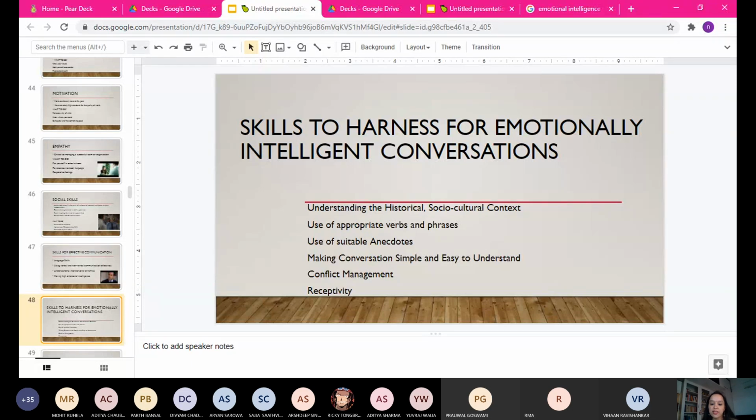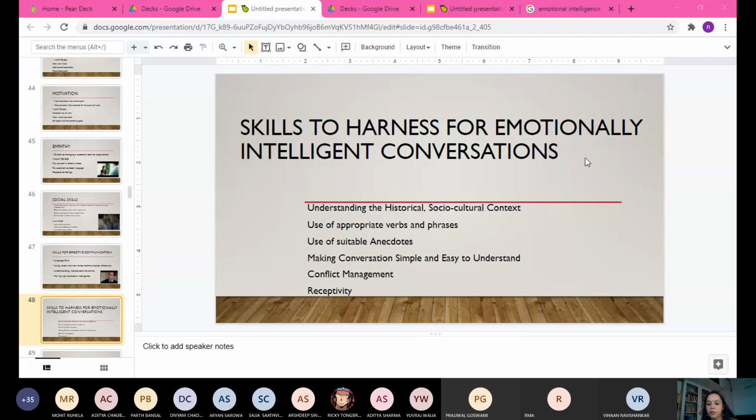So these are not very easy things. Theoretically it might seem very easy that yes, this is what emotional intelligence is all about, and this is what I'm supposed to do if I have to be emotionally intelligent. You really need to work on it every day, every moment, and begin by improving upon yourself. That's from where your emotional learning begins.